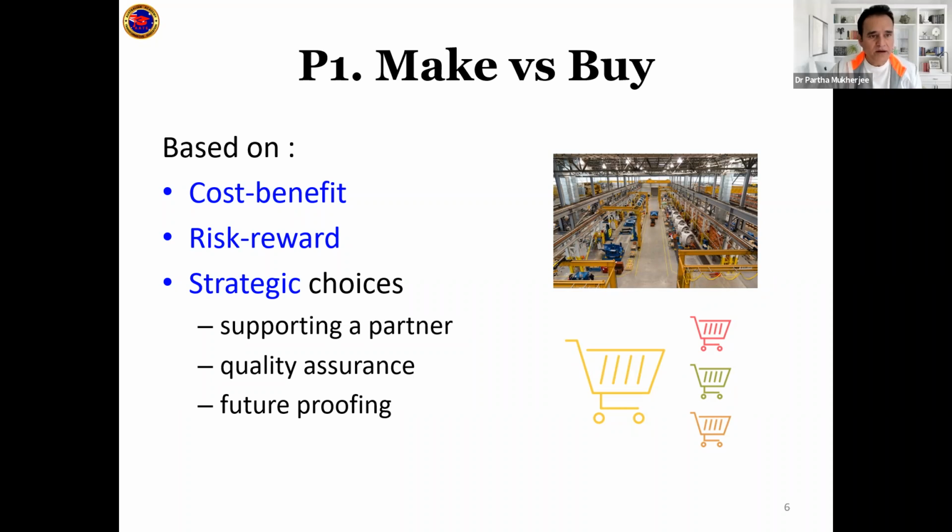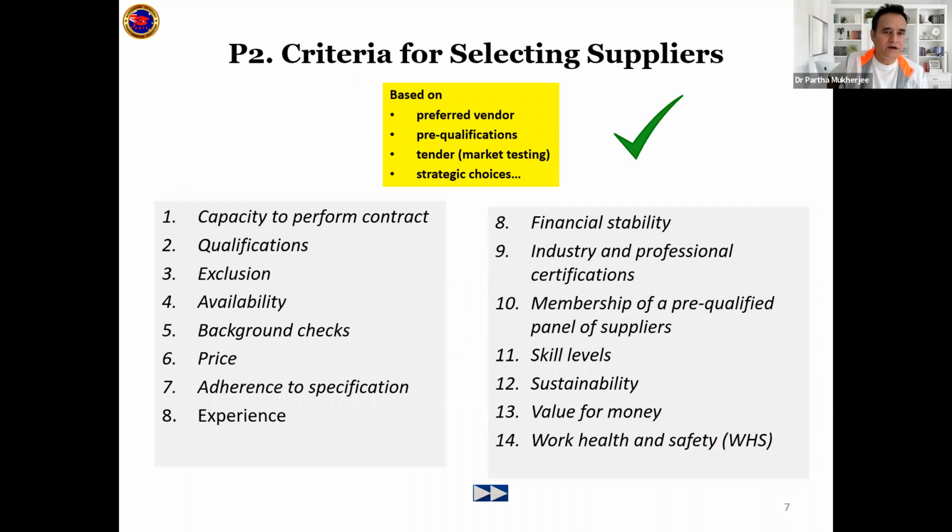So now we've got some idea about how to make a make-versus-buy decision as a project manager. The next one: we have seen that in the planning process you will conduct the source or the criteria for selecting the suppliers. There are certain things you need to understand here. Many companies, especially if you're working for government or large organizations, will already have preferred suppliers or preferred vendors.